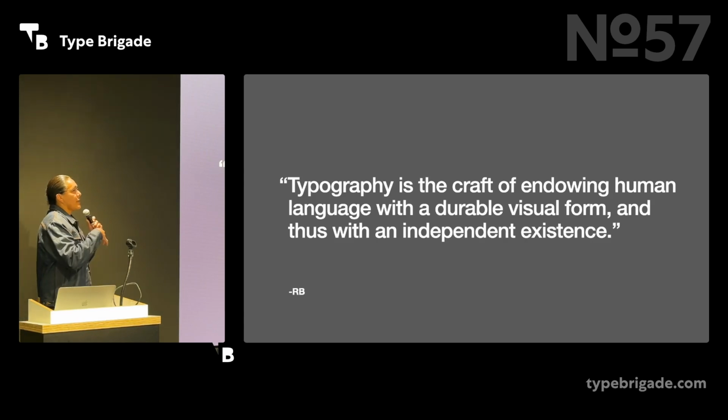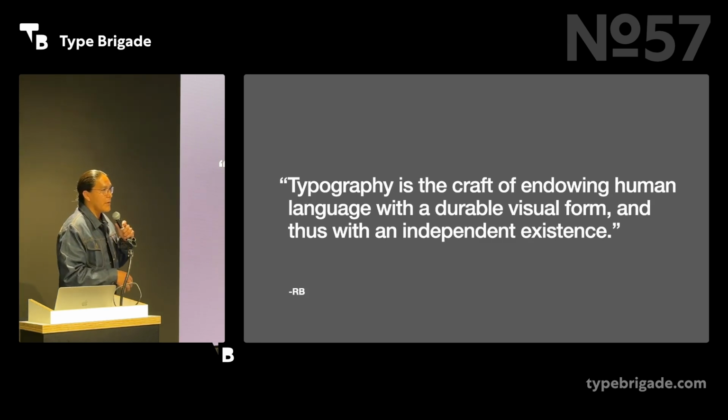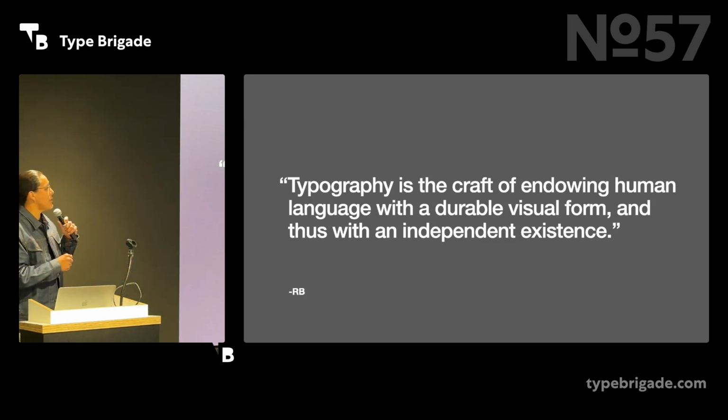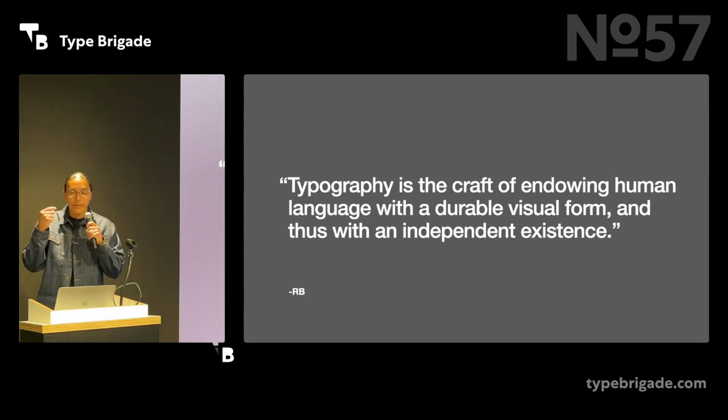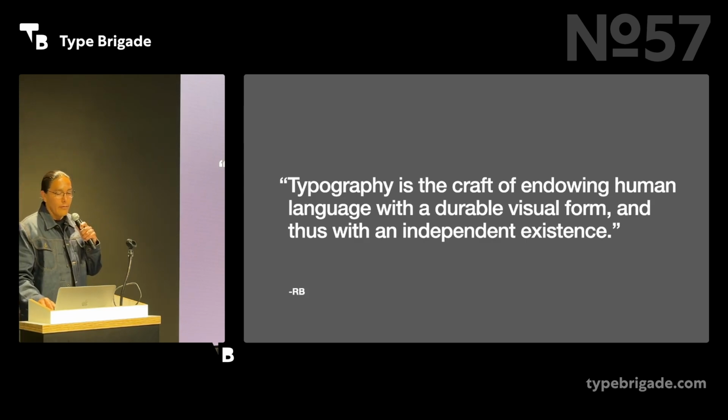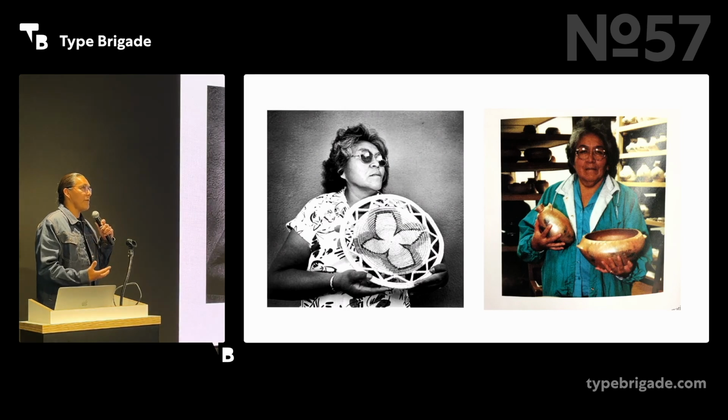As I was looking back and trying to find content for students, I was really trying to define again, what is typography to myself, and what can I pass on to students. For some reason, I got drawn back to the works of Robert Bringhurst and The Elements of Typographic Style, where he states that typography is a craft of endowing human language with a durable visual form, and thus with an independent existence. I think about these things and how they apply to me, right? What does durable even mean in this context? And then also, the independent existence is something that I think is really fitting, right?